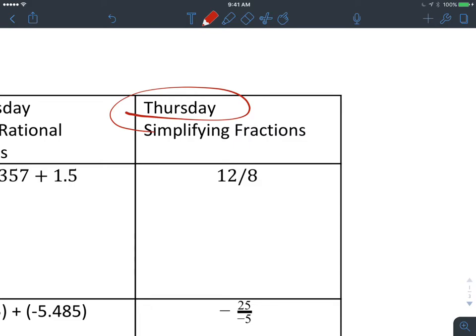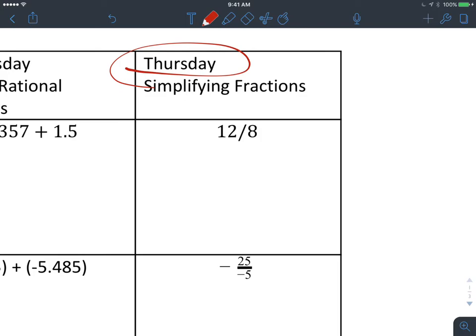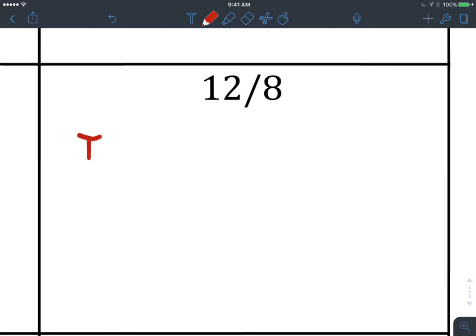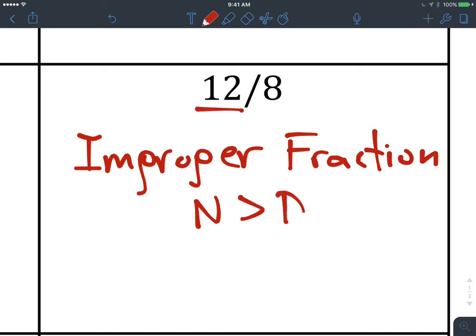Now, when simplifying fractions, we want to first check whether we're going to be dealing with an improper fraction or a proper fraction. An improper fraction is a fraction that has the numerator, or the top number, bigger than the denominator. So in this case, the numerator, our top number 12, is bigger than our denominator, and so we call this an improper fraction because we're regularly used to having fractions having the numerator be smaller than the denominator, or the top number smaller than the bottom number.